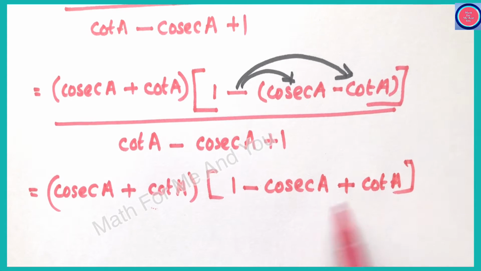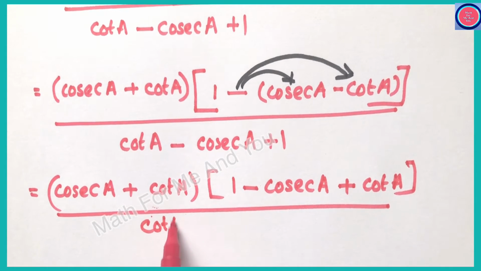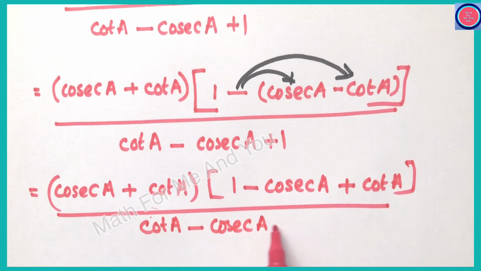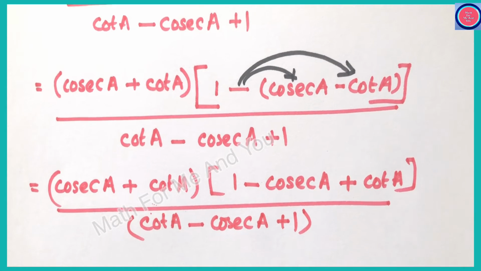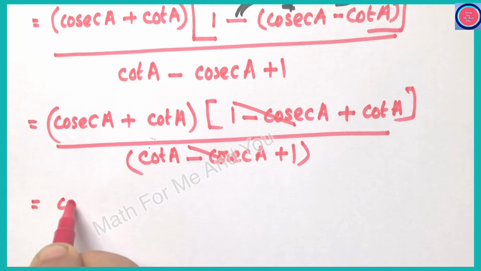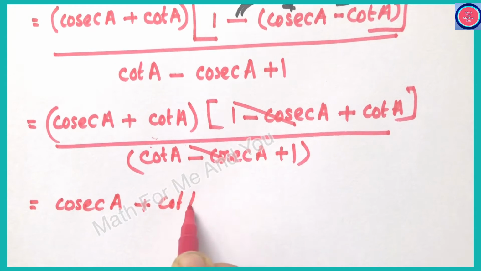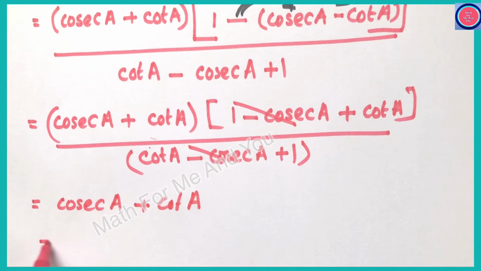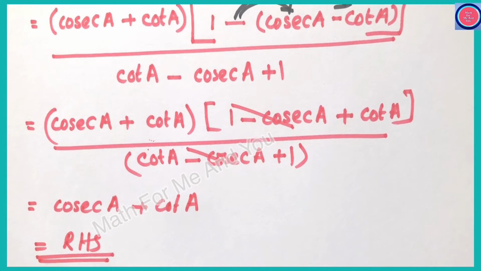Close the bracket, divide by cot A minus cosec A plus 1, because there is no change in the denominator side. Look at the second bracket and the denominator. Both are same. Cancel them from numerator and denominator. What remains? We get cosec A plus cot A as the remaining terms. That means this is the RHS. So what we are getting is RHS. LHS equals RHS means we have proved this given identity.